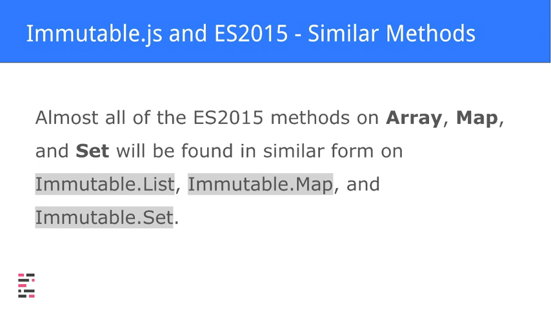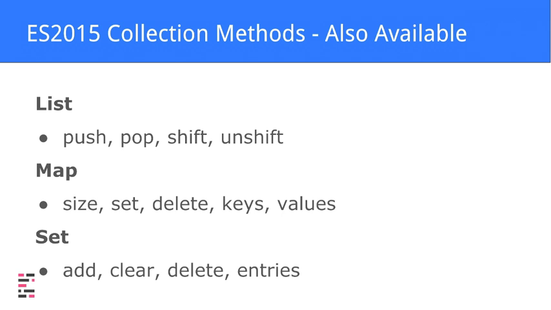So firstly, again, the geniuses at Facebook wanted to make our lives easier. A lot of the methods that get run on these collections, we know. For instance, for a list, we've got push, pop, shift, and unshift. We know these guys, we work with them all the time. For maps, we've got size, set, delete, keys, and values. And for sets, we've got add, clear, delete, and entries. We know a lot of these methods. We use them in our day-to-day.